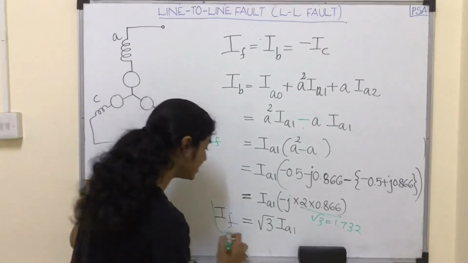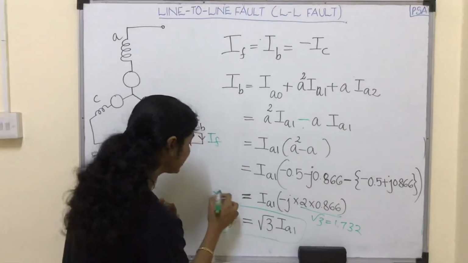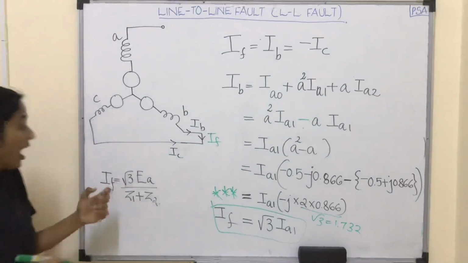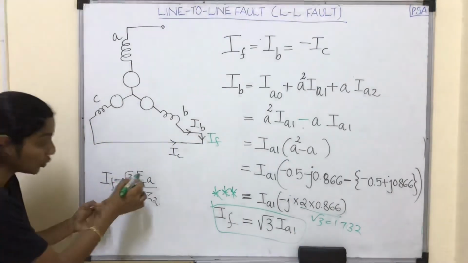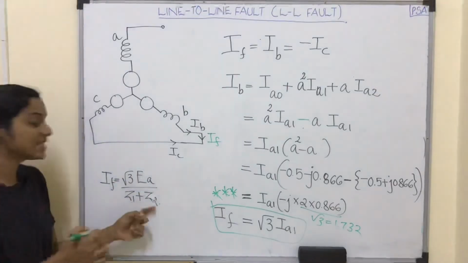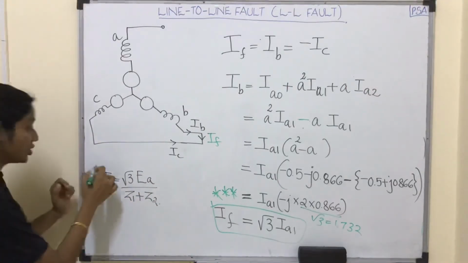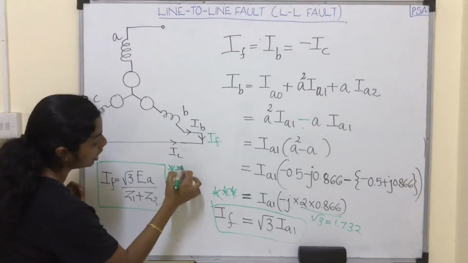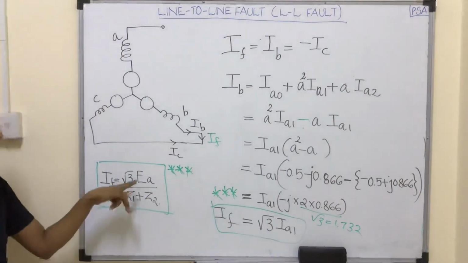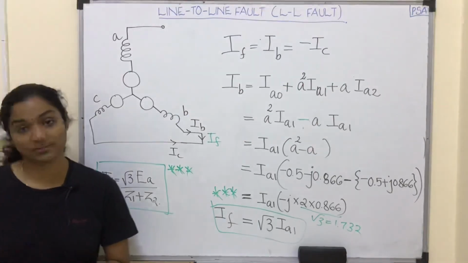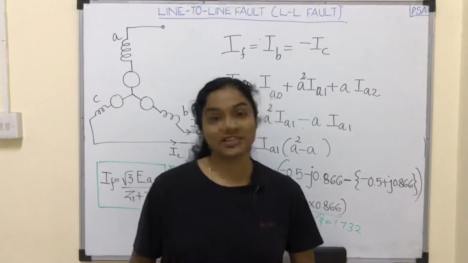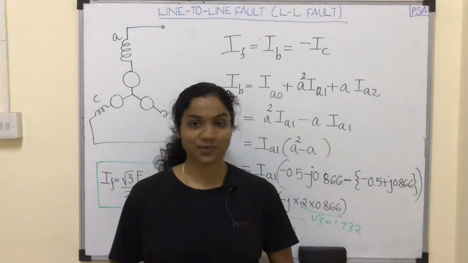And what is this IA1? The value of IA1 we have already derived: IA1 is equal to EA divided by Z1 plus Z2. So totally we can say IF is equal to root 3 times EA divided by Z1 plus Z2. That is about the fault current. Okay, we will see another topic in the next video. Thank you.